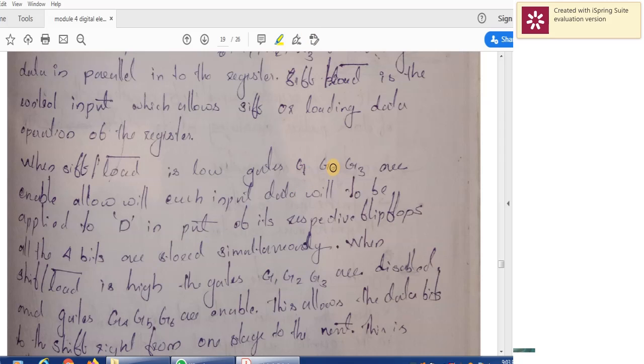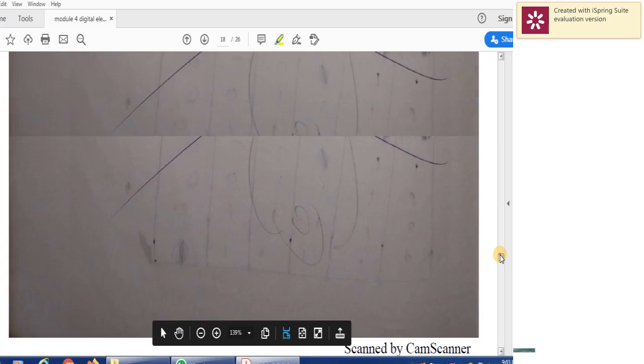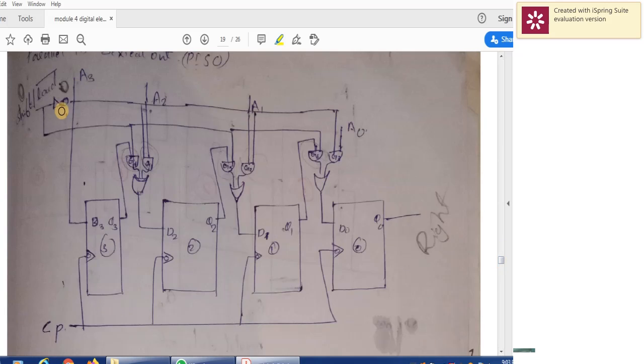The gates G1, G2, G3 are enabled. This will allow each input data to be applied to D of the respective flip-flop of the 4 bits and stored simultaneously. That means if I am giving low, that means if I am giving 0, what will happen? Through the NOT gate it becomes 1, but this is 0.